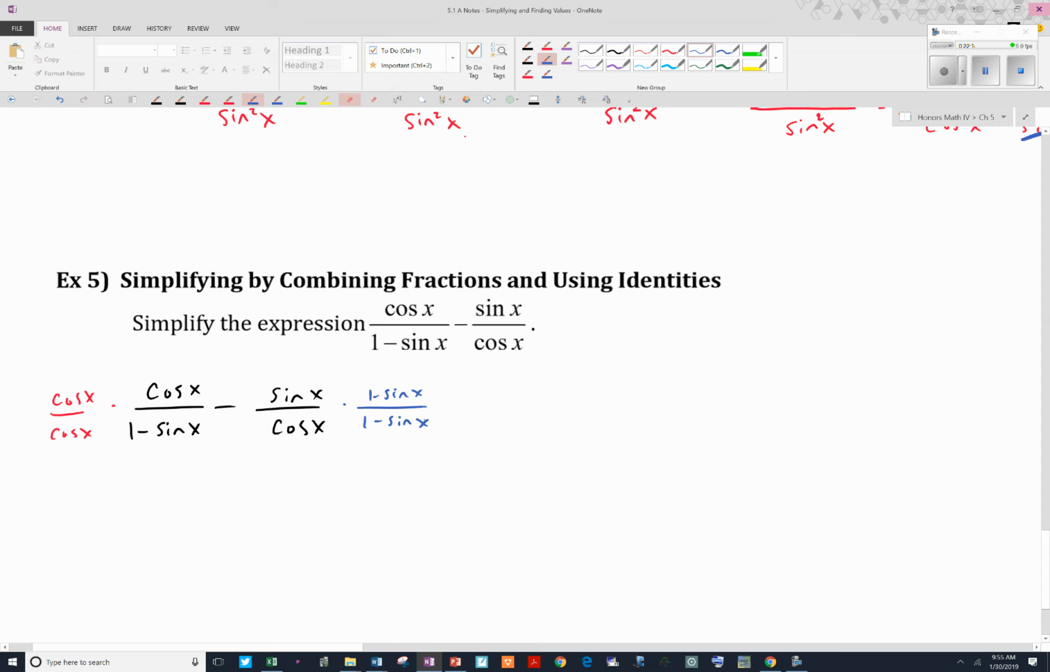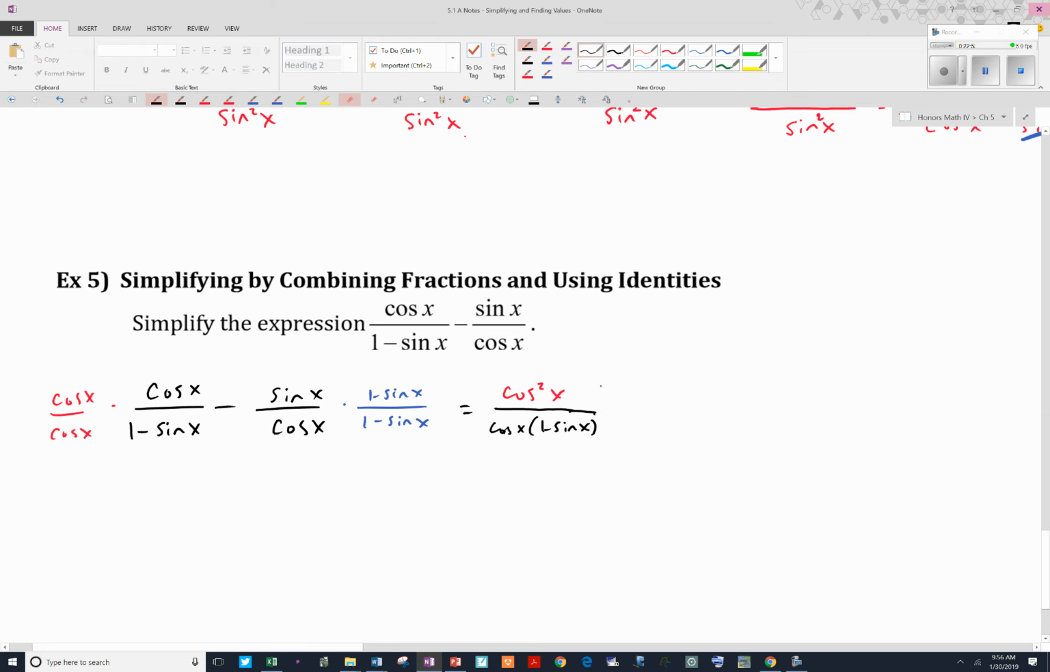And when you do that, be careful with how much you distribute, because we want things to cancel out here too. So this one on the left is going to become cosine squared in the numerator. And in the denominator, it's going to be that LCD. So it's going to be cosine of x times 1 minus sine of x. And I'm just going to leave it like that for right now. I'm not going to distribute. I like to keep things factored.